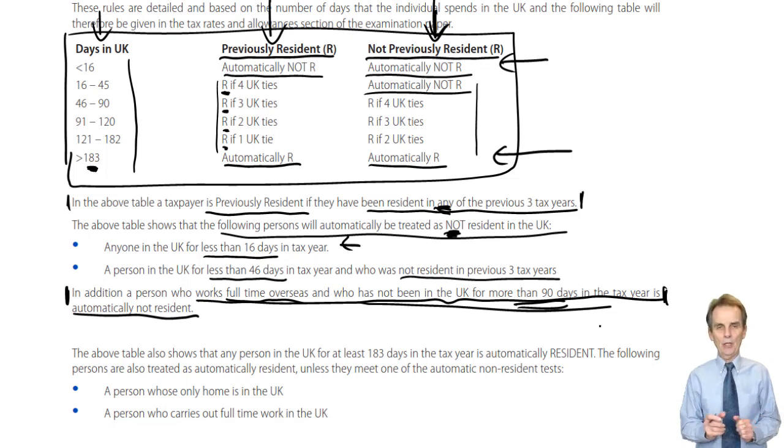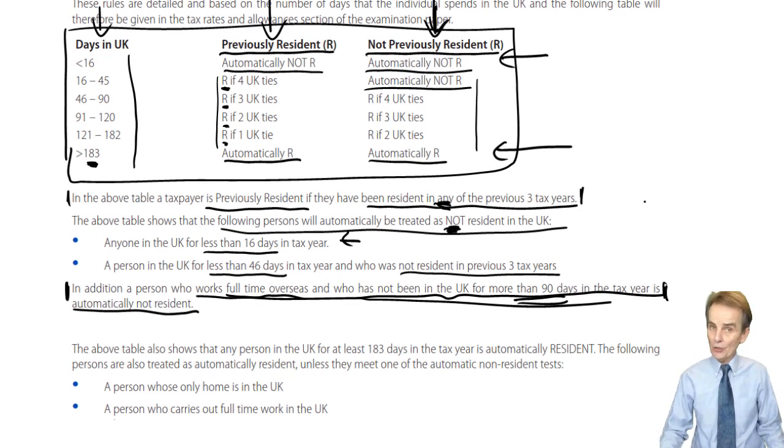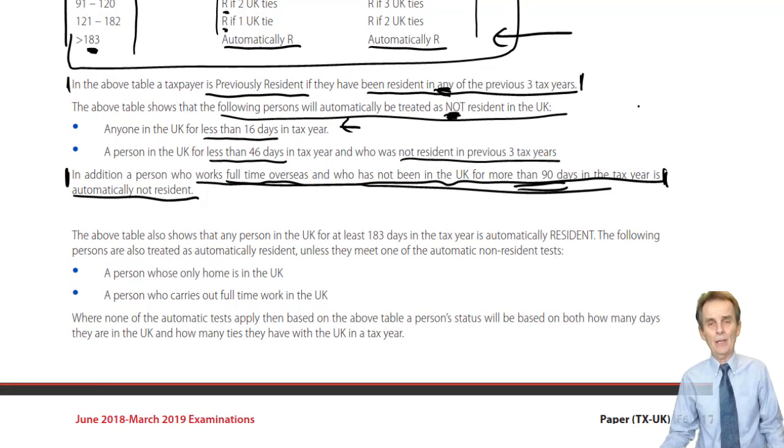When you look at the days in the UK, you look at the status of the taxpayer as regards their previous residence, it is that test that you apply first. And if they satisfy that test, that's it, job done. The taxpayer is automatically not UK resident. You go no further. If they're not classified as automatically not UK resident, we then move to the second step to determine whether you are automatically UK resident.